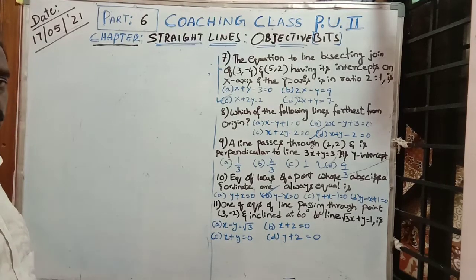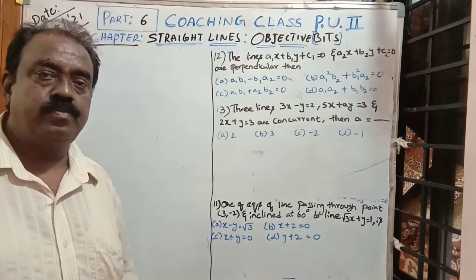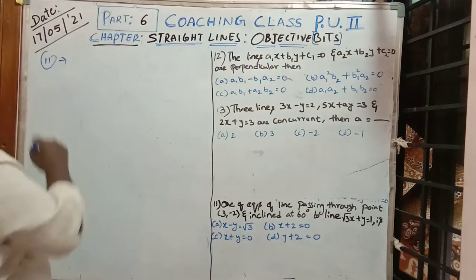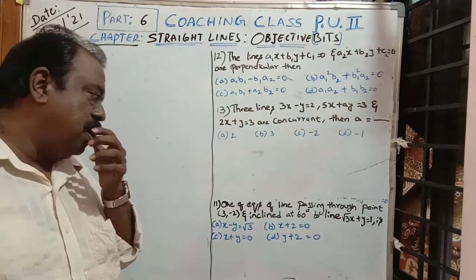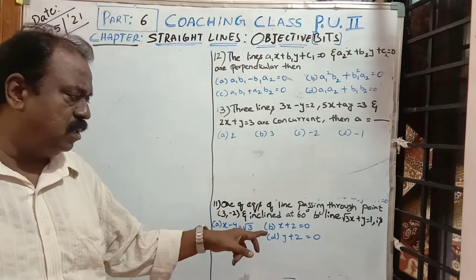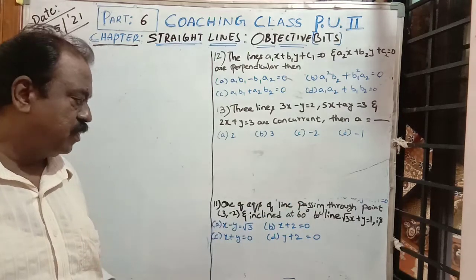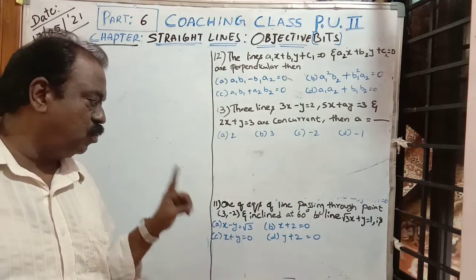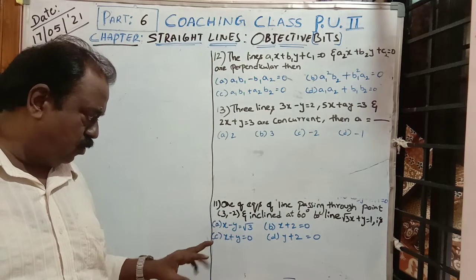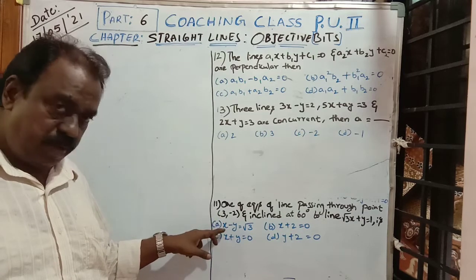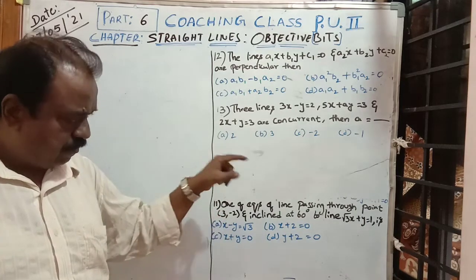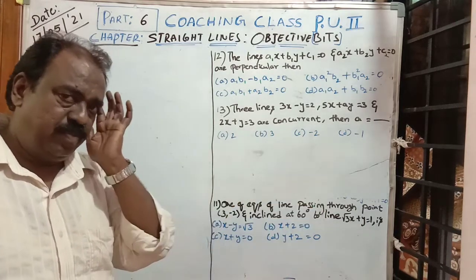Next, 11th one. Okay. Next, 11th problem. The 11th problem is, one of the equations of the line is passing through the point and inclined at 60 degrees with the line given. Here in the 4 options, one line is there that is passing through (3, -2). If you substitute (3, -2), one of these lines is passing through this point. That line is again making 60 degrees with the given line. That is the concept.